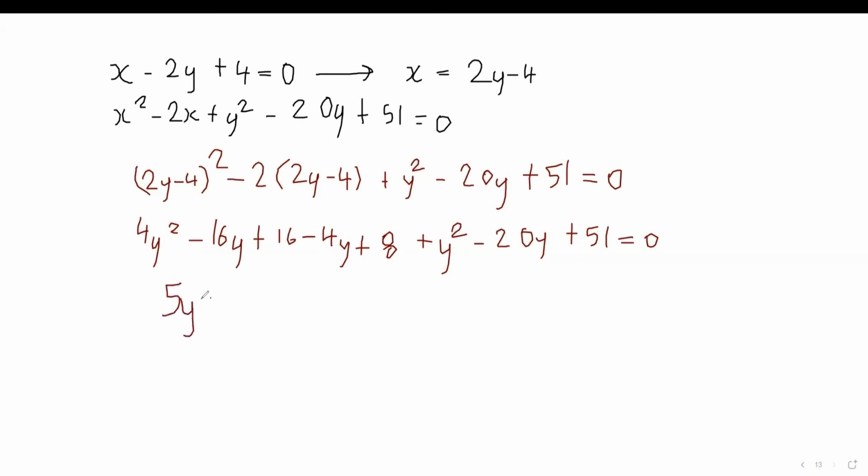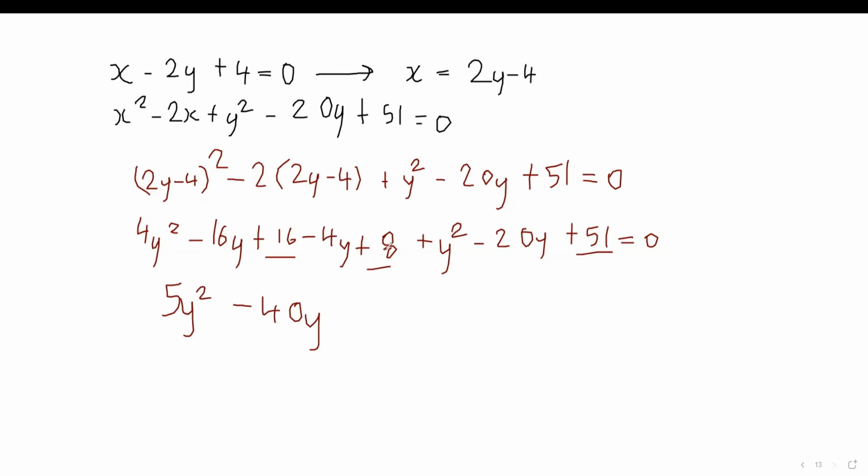That's 5y squared, minus 16y and minus 4y, that's minus 20y. And minus 20y minus 20y, that's minus 40y. And looking at the constants now, we have 16, 8, and 51. 16 and 8 are 24.